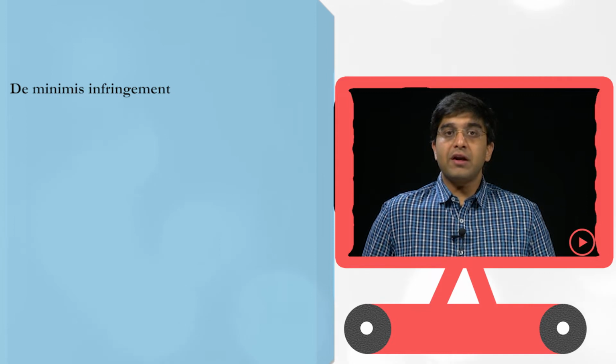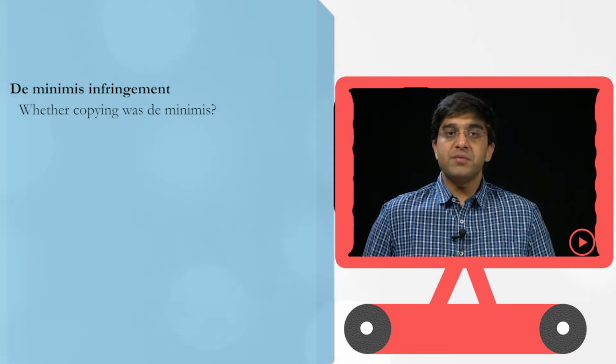I mentioned in the context of the R.G. Anand versus Deluxe Films case that the defendant must have copied a material and substantial part of the plaintiff's work. In another case, the Delhi High Court applied this and said that the doctrine of de minimis infringement also applies to copyright, where the copying by the defendant was de minimis, then the acts of the defendant will not be considered to be copyright infringement.